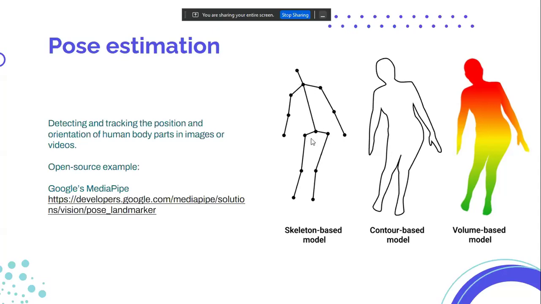Some models output this information in 2D format or 3D coordinates. They can give you 3D coordinates.